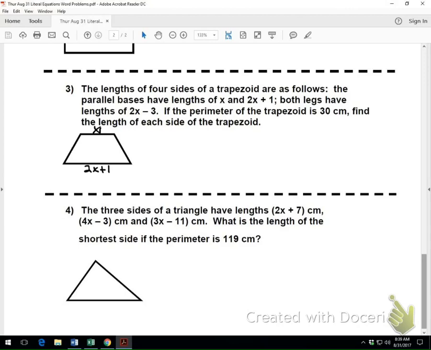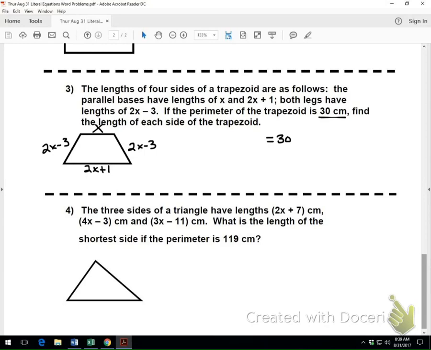And then it says both legs have lengths of 2x minus 3. If the perimeter of the trapezoid is 30 centimeters, so it equals 30, find the length of each side of the trapezoid. So we want to know all sides. Okay, so add up all your sides.